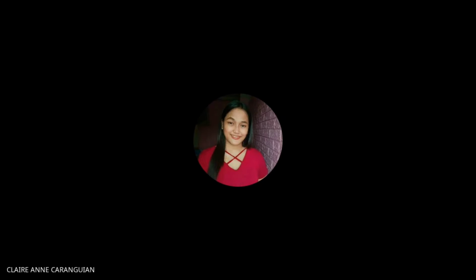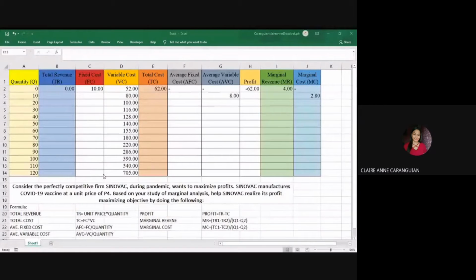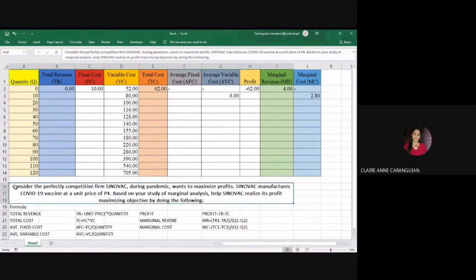So we're going to discuss the chapter 3 activity. This is the given in chapter 3, which is marginal analysis. These are the given. So the assumption is, consider the company who manufactures Sinovac is a perfect competitive firm. So they produce Sinovac. Here the assumption: consider the perfect competitive firm Sinovac during the pandemic.